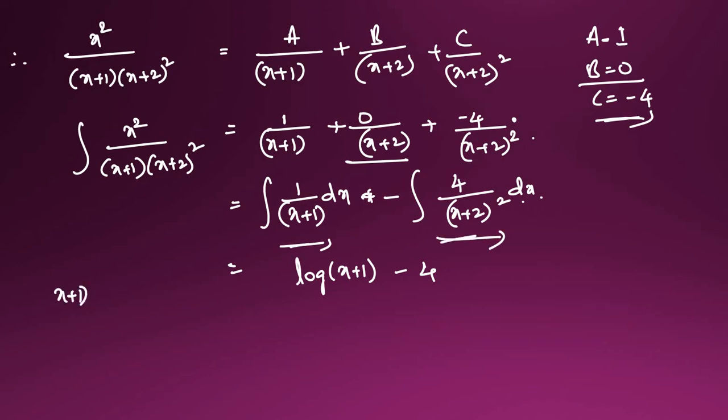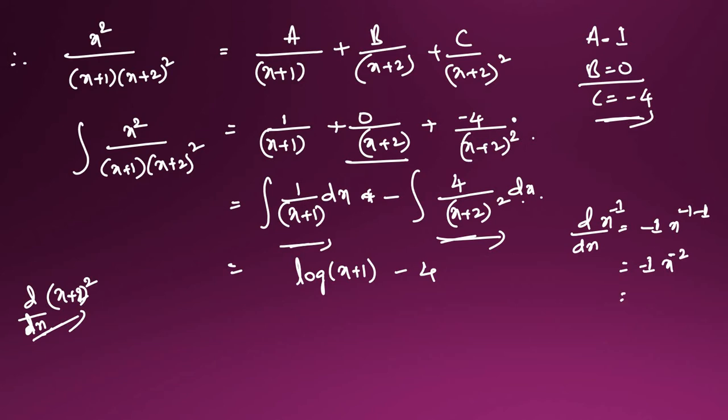So x plus 1: d by dx of x plus 1. Here, x plus 1 whole square, if we do this one, we'll take this. So I will take d by dx of x to the power of minus 1. The formula is d by dx of x to the power of n is n into x to the power of n minus 1, so it becomes minus 1 into x to the power of minus 2, so minus 1 divided by x square will come here. This is the derivative of this one, x to the power of minus 1.